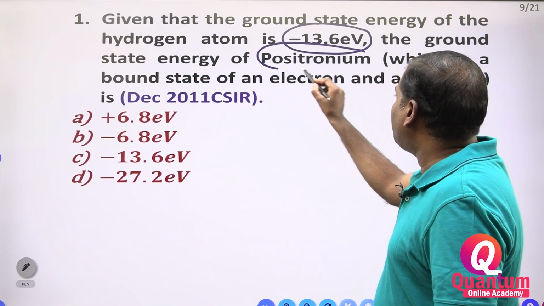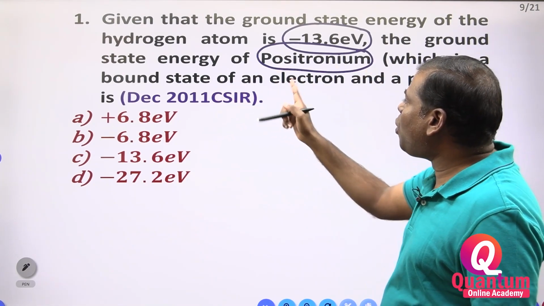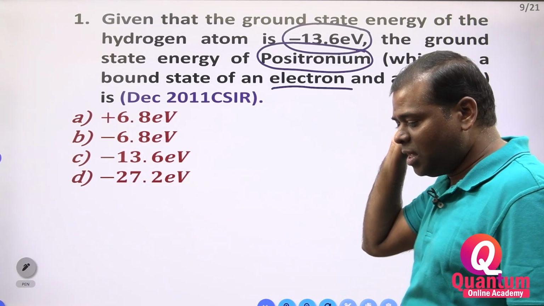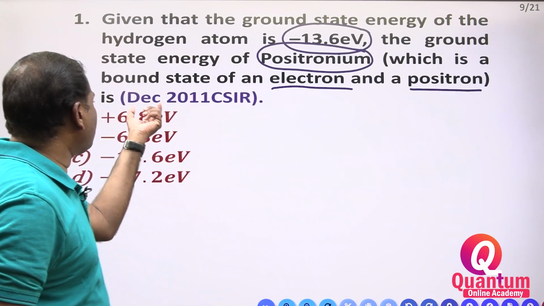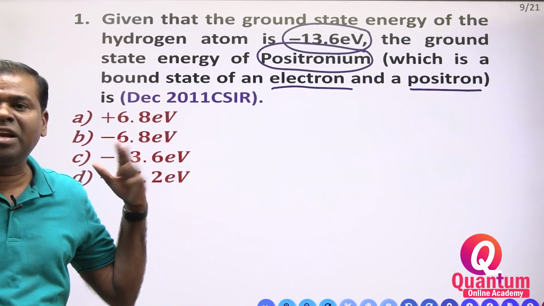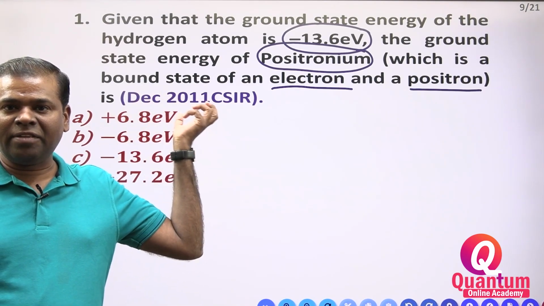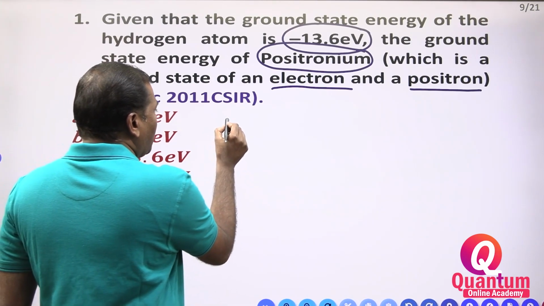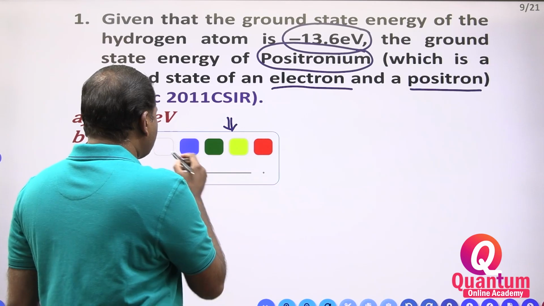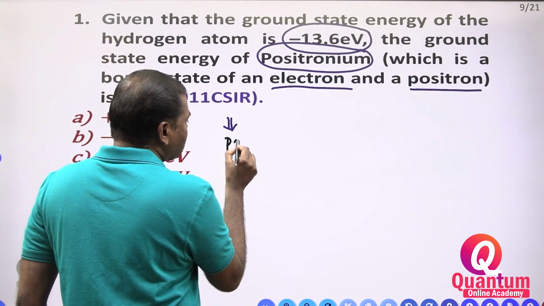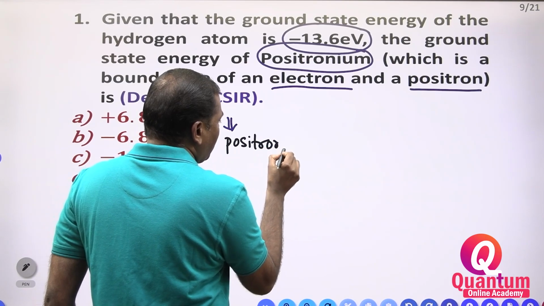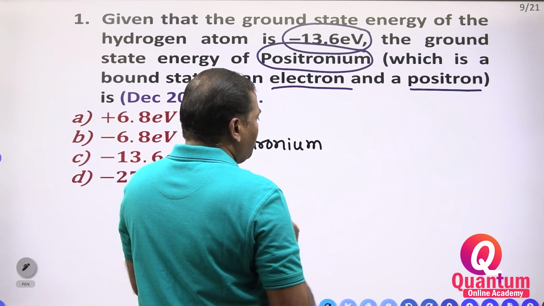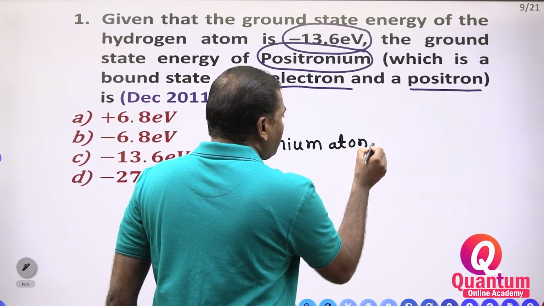Which atom is it? Positronium atom, which is a bound state of electron and positron. This question was asked in the December 2011 CSIR question paper. What is a positronium atom? First you listen. What is the positronium atom?